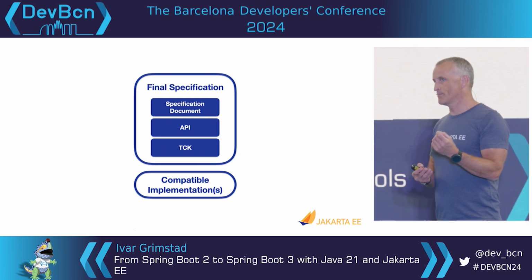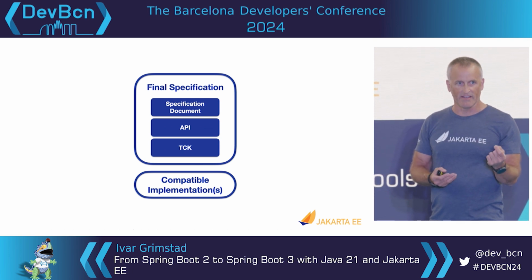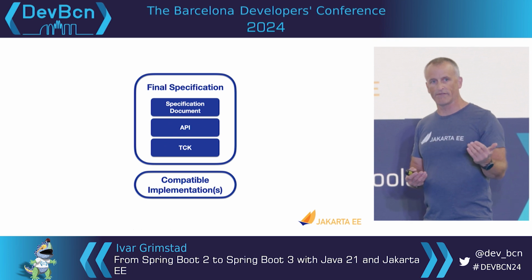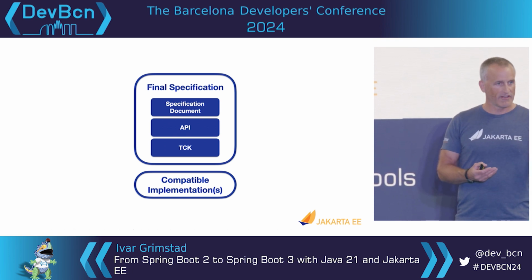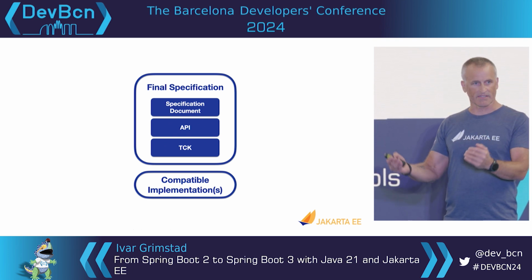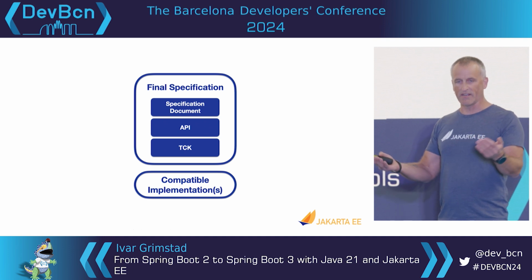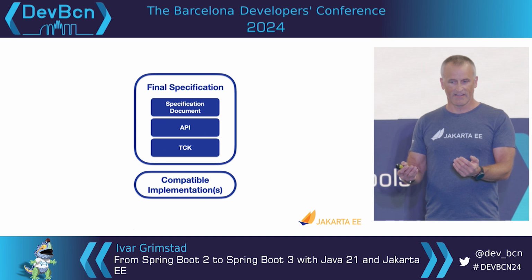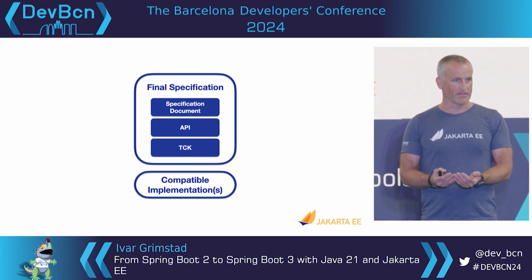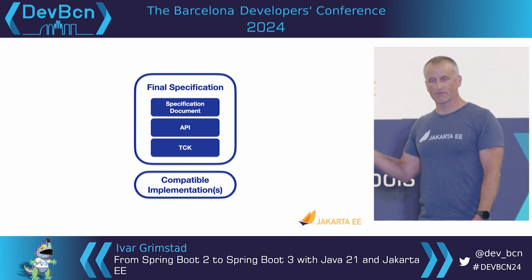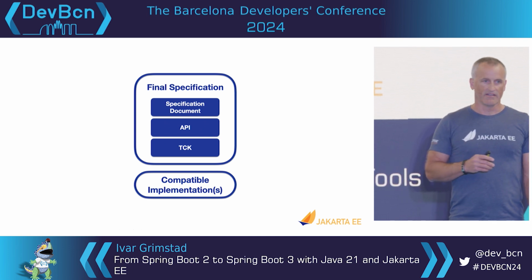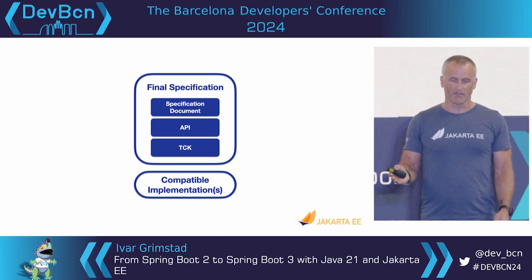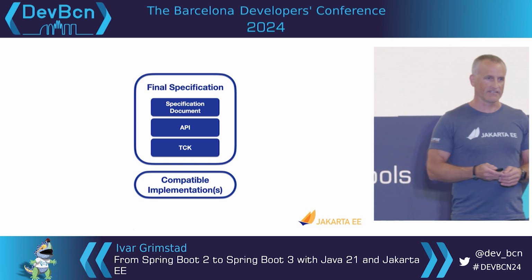And we have a test compatibility kit, or a TCK, that is used to verify that an implementation fulfills all the requirements in the specification. When an implementation passes the TCK, then it is a compatible implementation. And when we have at least one compatible implementation, we have a final specification, because then we verified that it actually is implementable.